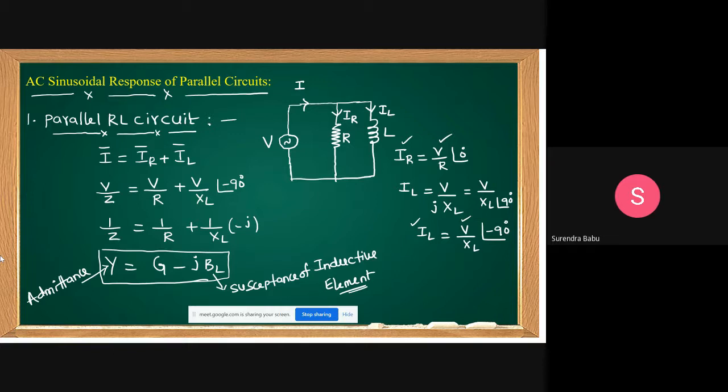If the susceptance you get is negative, what element can you identify? Inductive. If the susceptance is positive, what element can you identify? Capacitive shunt element. Concentrate on that. This is the susceptance of the inductive element, because it is the RL branch.